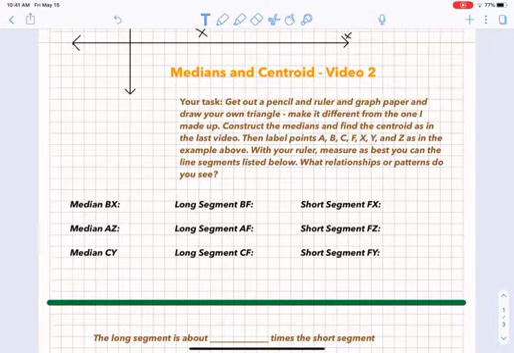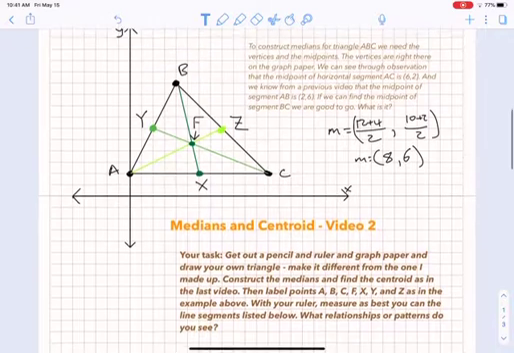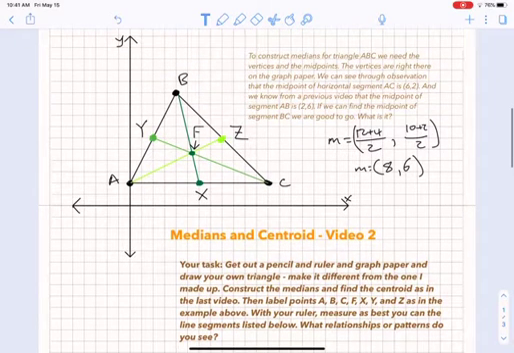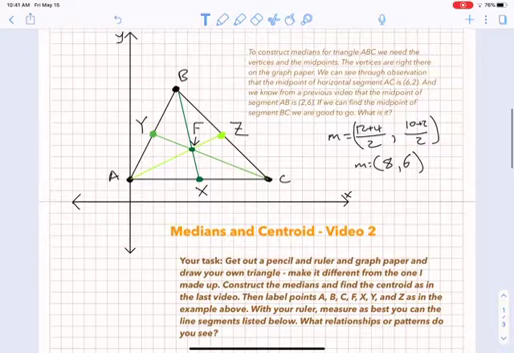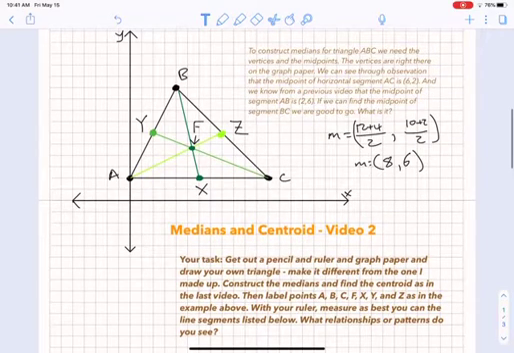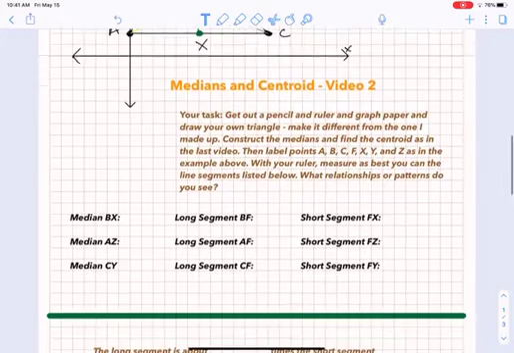You're going to have to find the midpoints of your segments. To do that, I want you to find the centroid and then label the points like that. Your triangle will look different, but I want points A, B, C, centroid labeled F, and then your midpoints labeled X, Y, and Z.